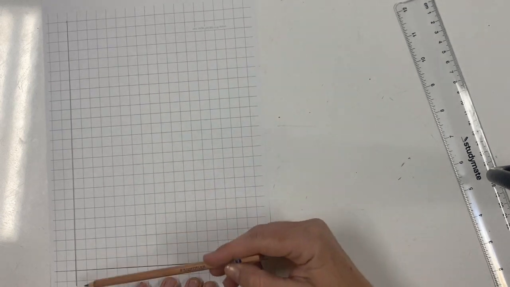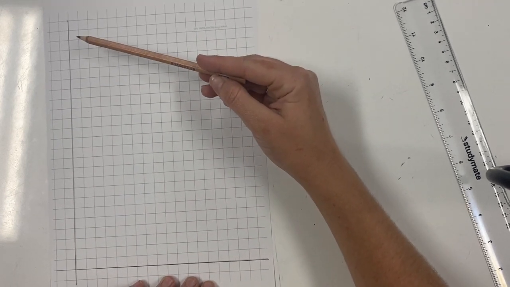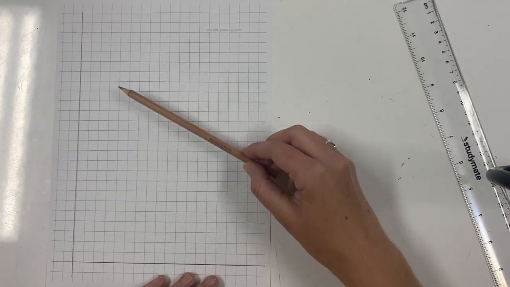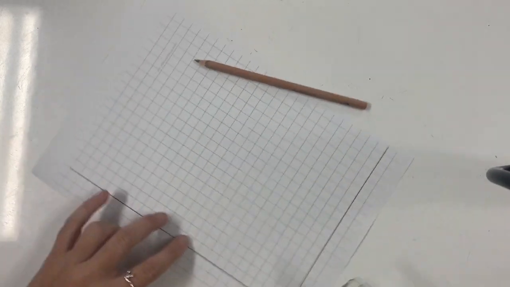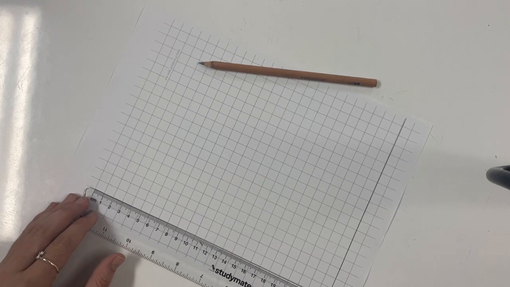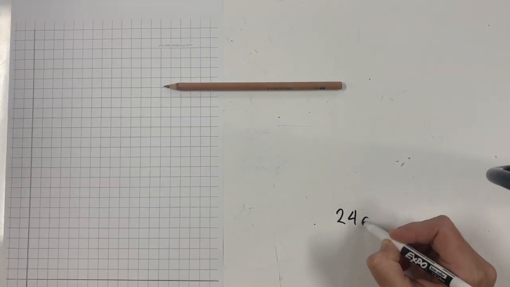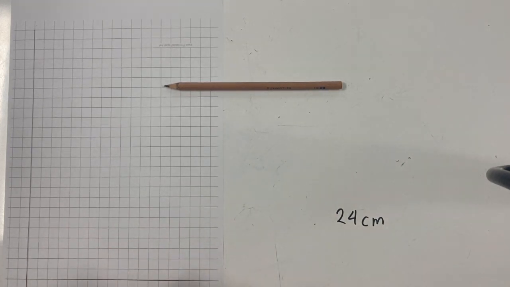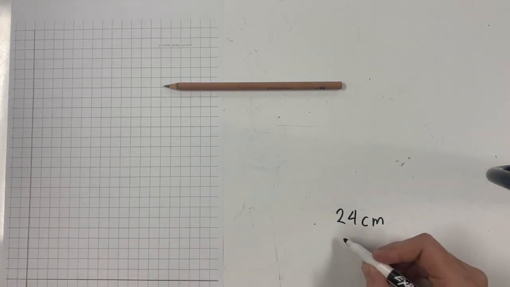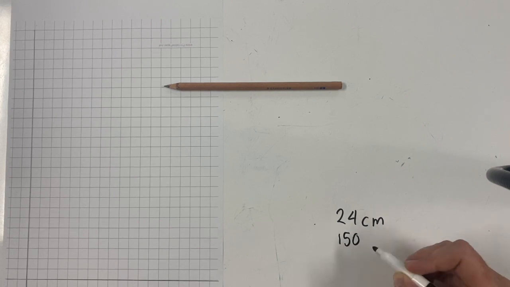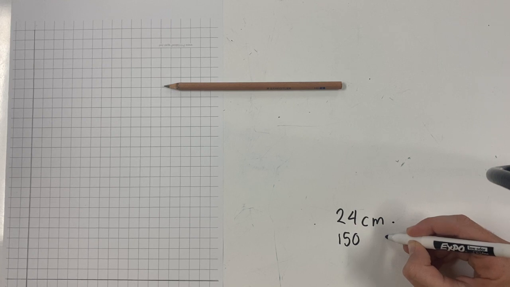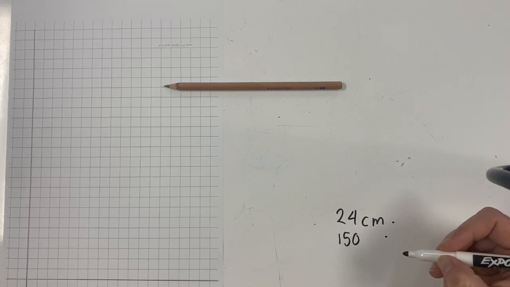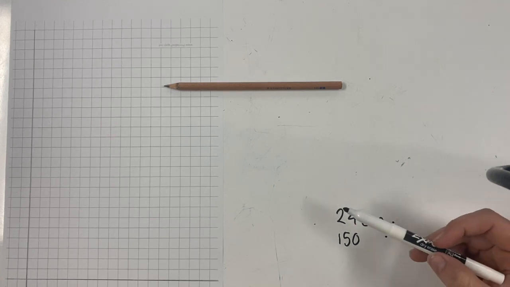Next, we need to figure out the scale up our y-axis. To do this, we need to figure out how much space we have and how much data we have to cover. So I'm going to measure up my line, and I have 24 centimeters. My tallest height is 150. Once you know how much space you have and how much data you need to cover, then it's really up to you how you figure it out. But everything needs to be even.